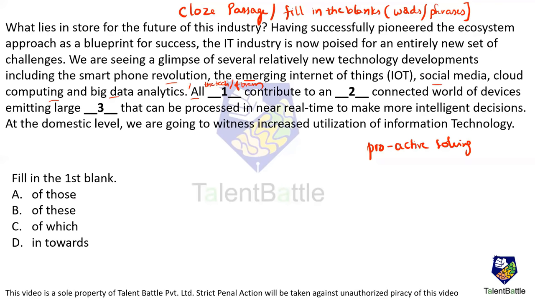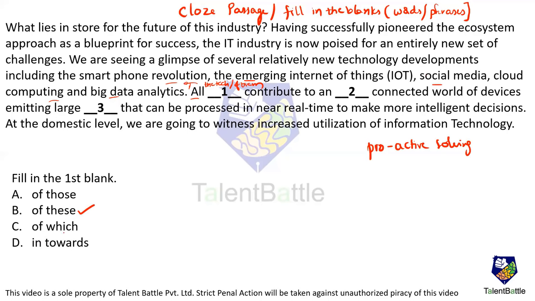Now, the first blank says, of those, of these, of which in two words. Now, everybody, tell me which is the correct option. Can I say all of those? Look, all of those is also talking about these points only. But as they have mentioned very much earlier, I can say all of these is much better than all of those. Because all of these talks about the recently mentioned technologies just before this statement, right?